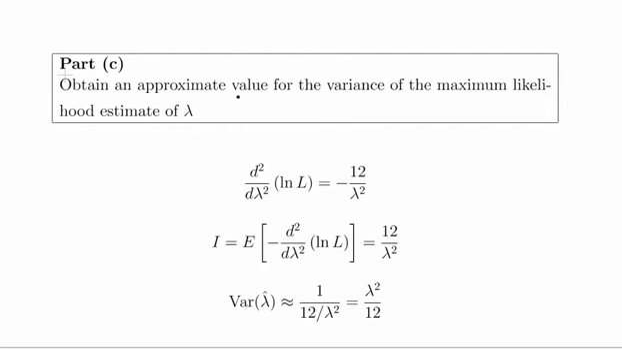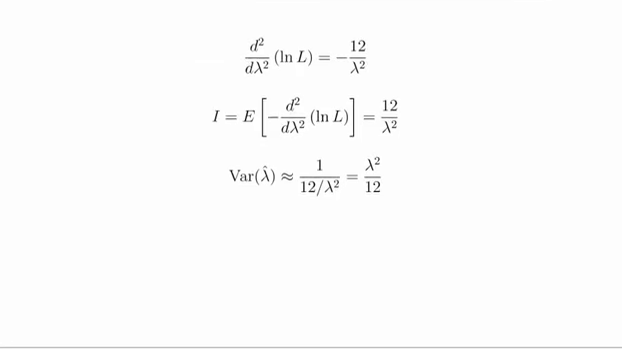So, obtain an approximate value for the variance of the MLE estimate of lambda. What we're doing here is calculating the Fisher information. In the first instance, let's get the second derivative of the log of the likelihood. We got the first derivative already in the last part. So we differentiate again with respect to lambda, and we get minus 12 over lambda squared.